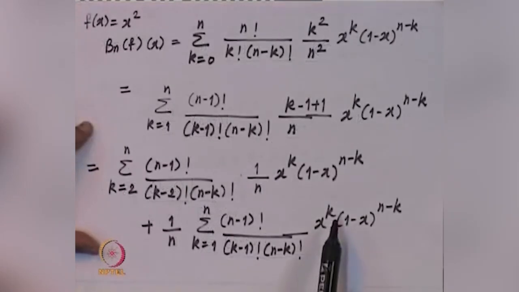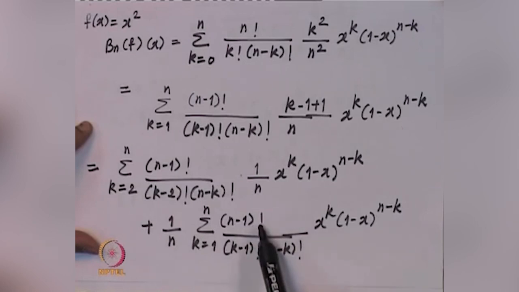Here in the second term, I can take x common, and then as before, you have summation k goes from 1 to n, n minus 1 c k minus 1.